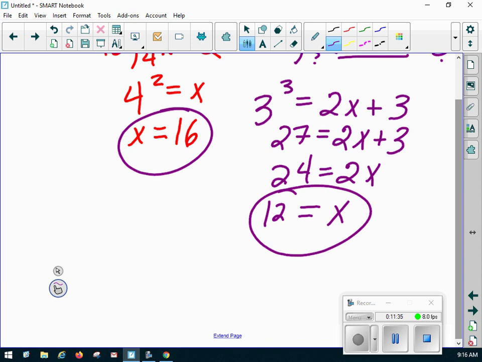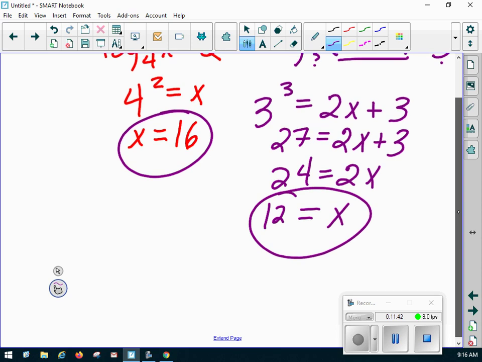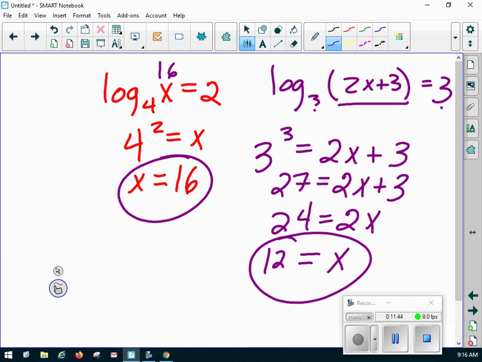All right, now. We haven't known each other very long. Okay, but we're going to check it. If x is 12, what's 2 times 12? It's all positive. Plus 3. Is 3 cubed equal to 27? Next.